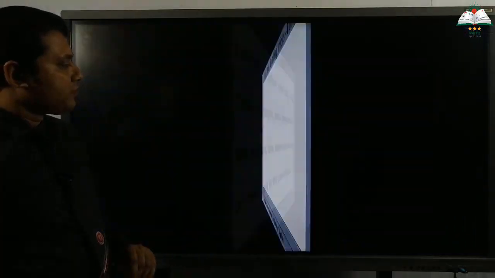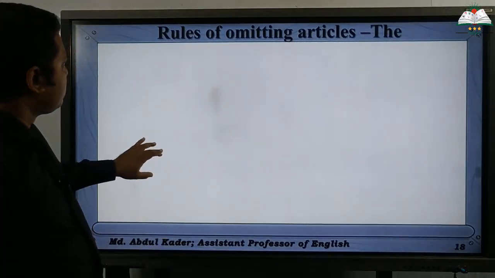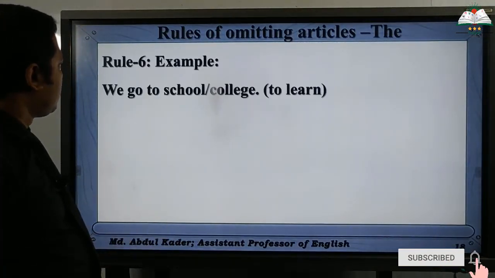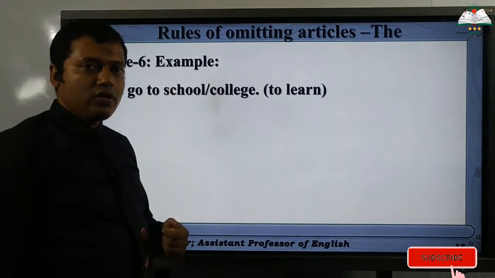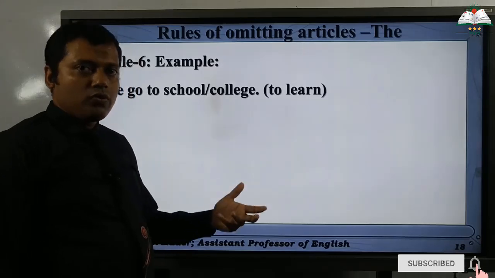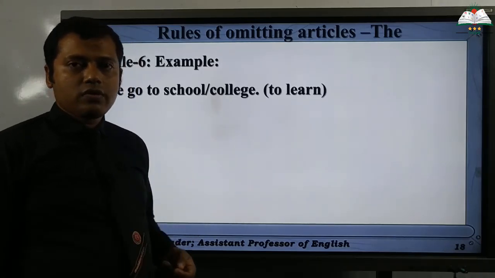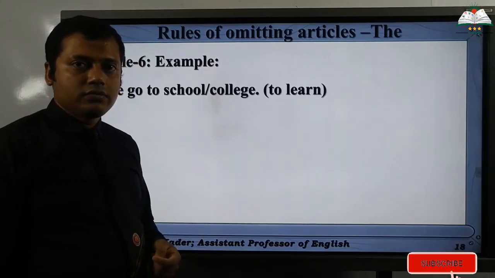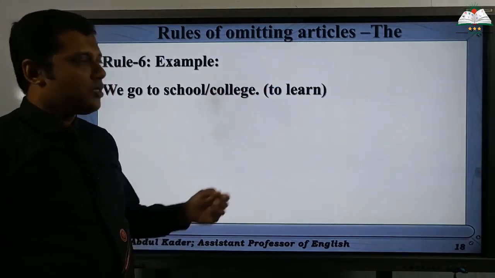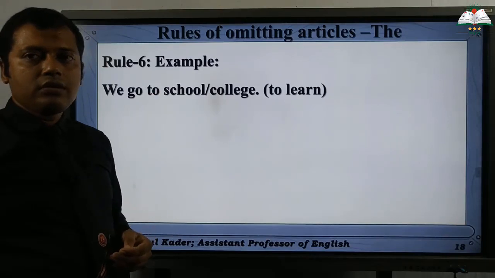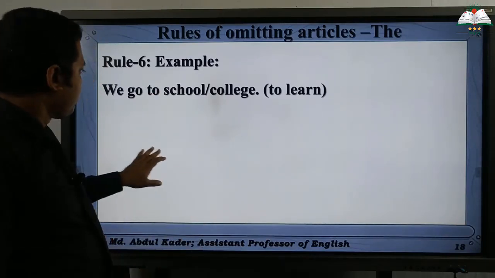Let me give some examples. See here, we go to school or college. Why do we usually go to school or college? Of course, we go to school or college to learn. So this is the primary purpose of going to school or college. So here you are not allowed to use the article the.